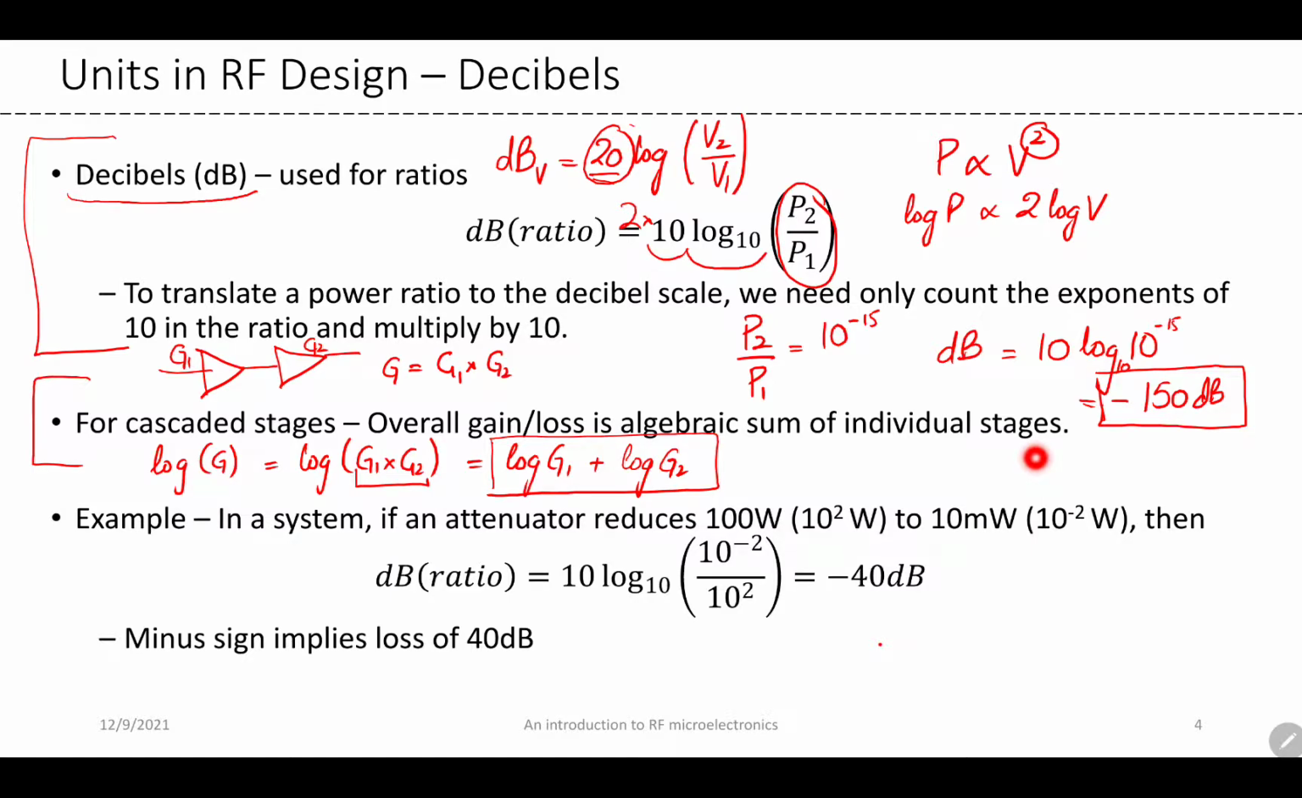So the way it works with decibels is that when you have something in a cascade, the numbers are not multiplied, they're added or subtracted. Just like in this case, for example, if this amplifier had a gain of 10 dB and this amplifier had a gain of 5 dB, then the overall gain of this system would be 10 plus 5, that is 15 dB. So that's how it works for cascaded stages.